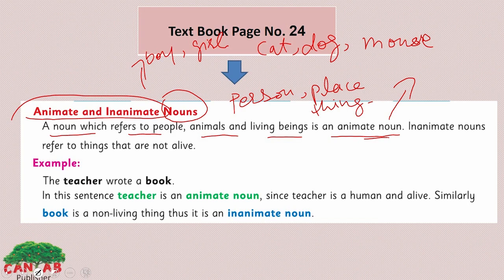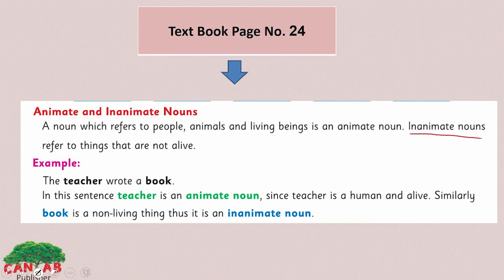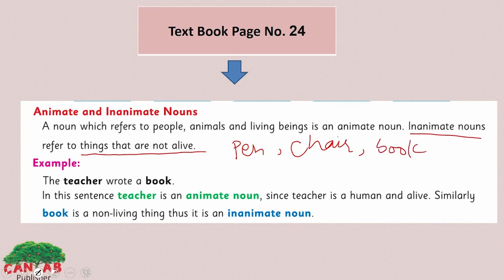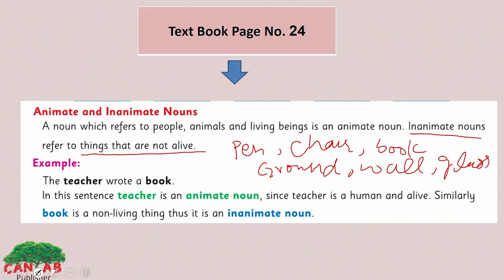Now let's discuss what is the inanimate noun. An inanimate noun refers to things that are not alive, the things which are not living beings, like pen, chair, book, ground, wall, glass. We have so many examples of inanimate nouns here.